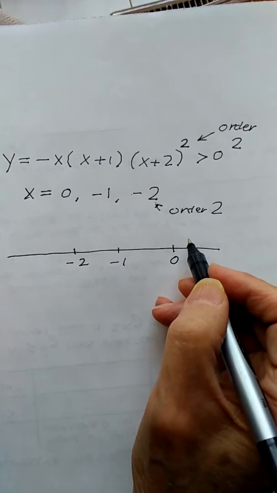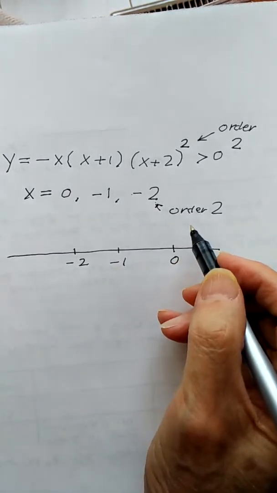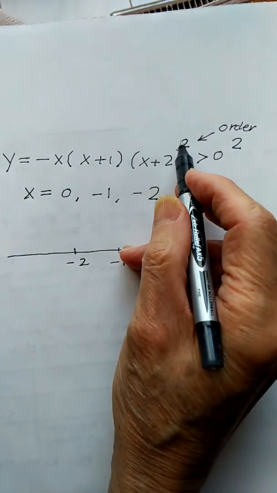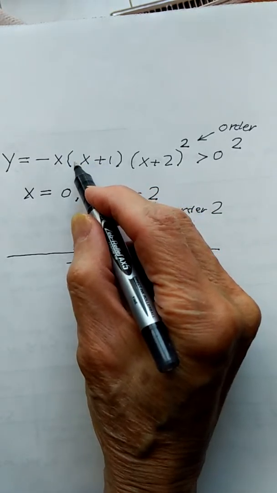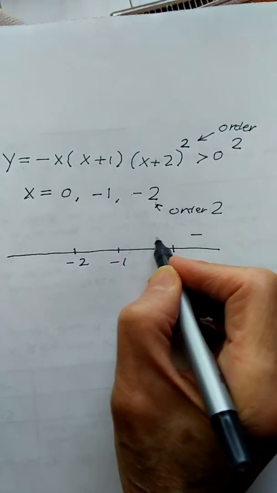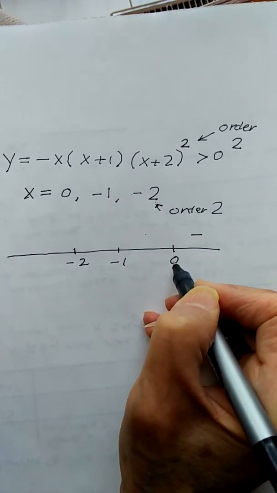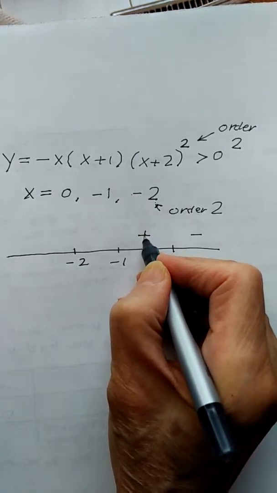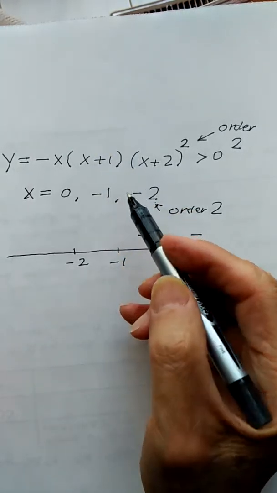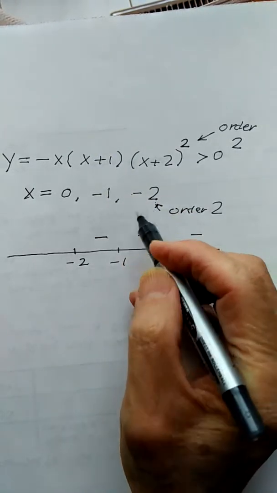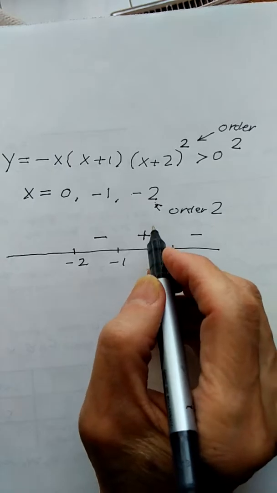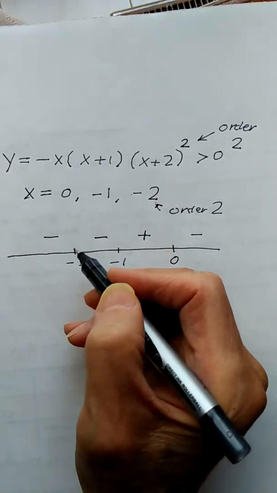On this number line, we want to put plus minus signs. Now we look at the highest power of x. This is power 2. Here is power 2, power 3, and power 4. What is the sign? It's negative. So we start with negative. Negative, this is order 1. So we alternate. This 0 is order 1, so we alternate. And this -1 is order 2. For order 2, you do not alternate the sign. So I still have negative.